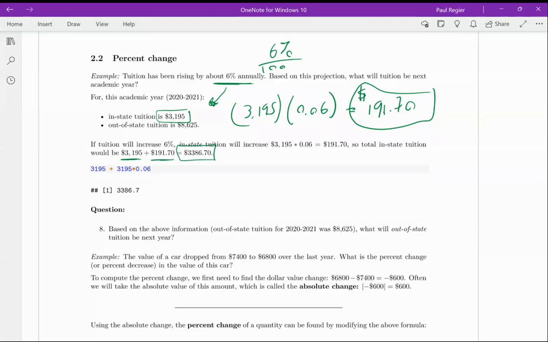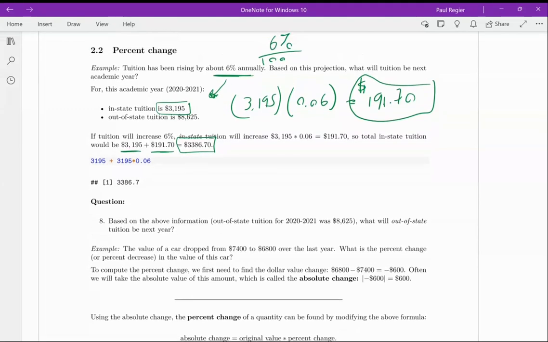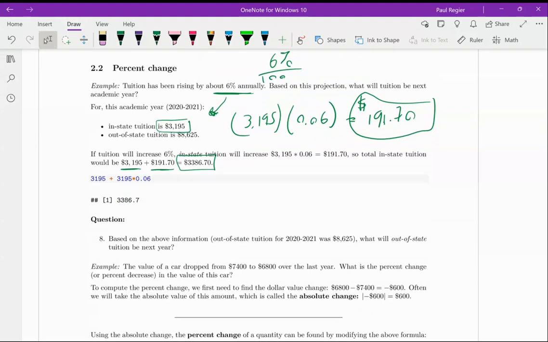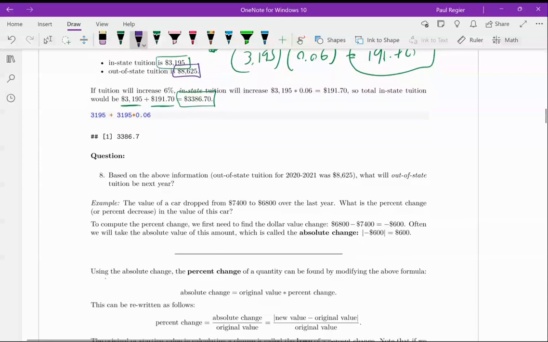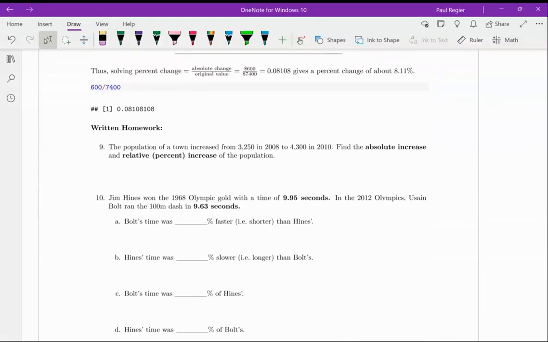So see if you can figure out on your own what the increase for out-of-state tuition will be. You'll have to use this number here. This number here, you're going to find 6% of that and add it back in. Okay, so that's your quiz question. And then I think the rest of these are homework problems.